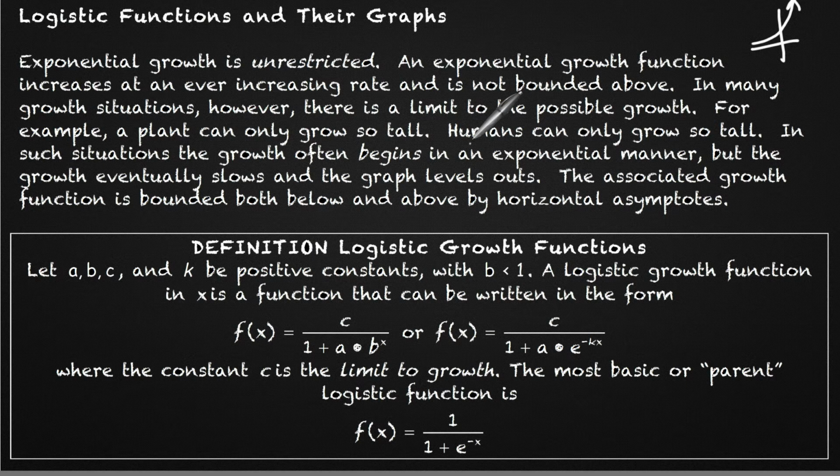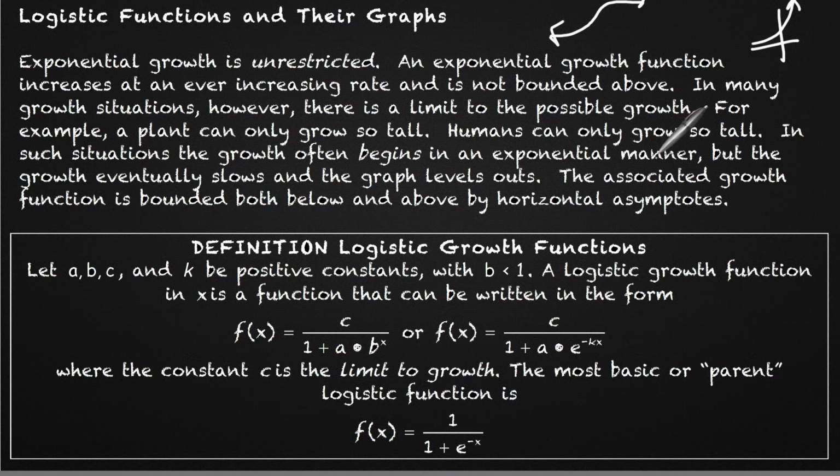All right, but for a lot of situations, we don't want something that has unrestricted growth. We want things that may start out growing quickly, but eventually level out. For those things, we need a logistic curve or an S-curve. Let me give you a few examples. Plants can only grow so tall. You plant a seed and it grows pretty quickly at first, but then it levels out. Humans can only grow so tall. We grow quickly, and then after about 18, 19 years, we level out.